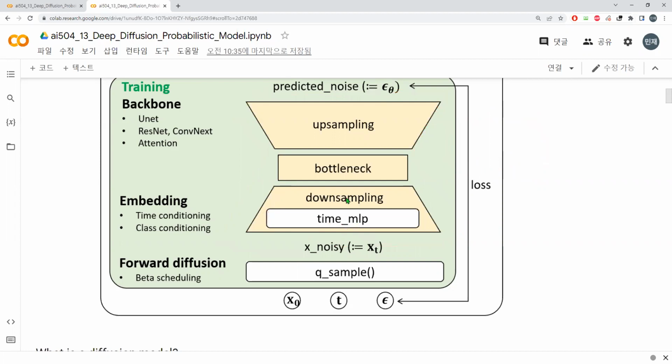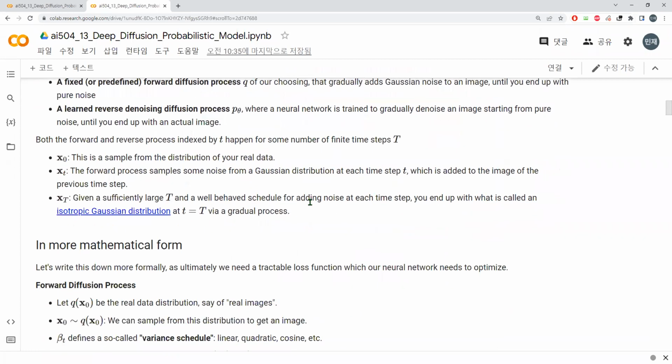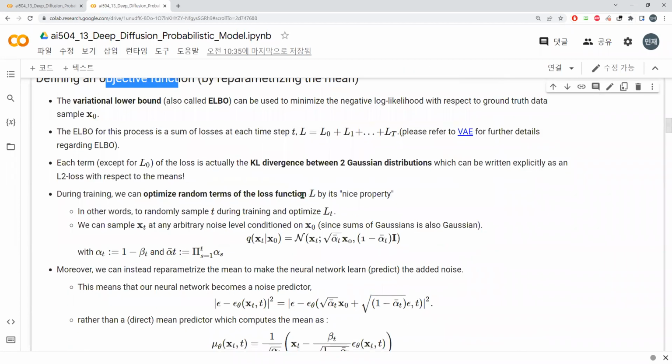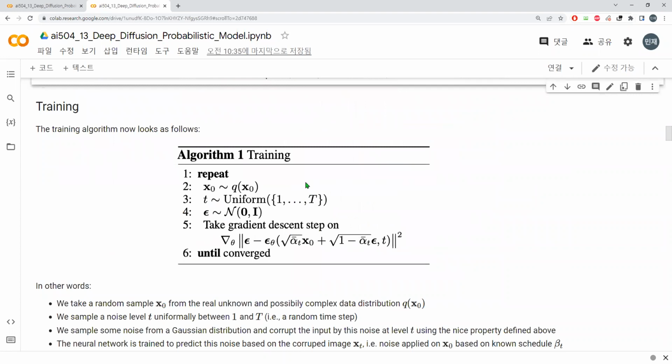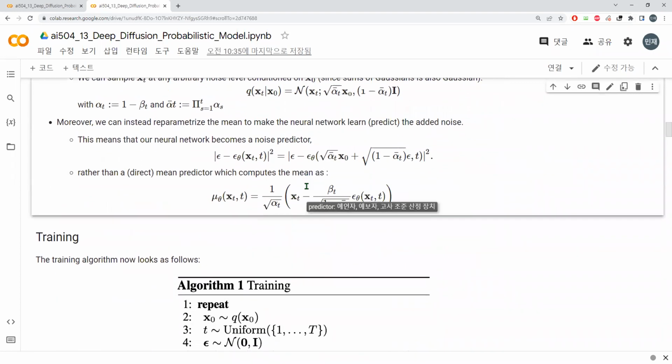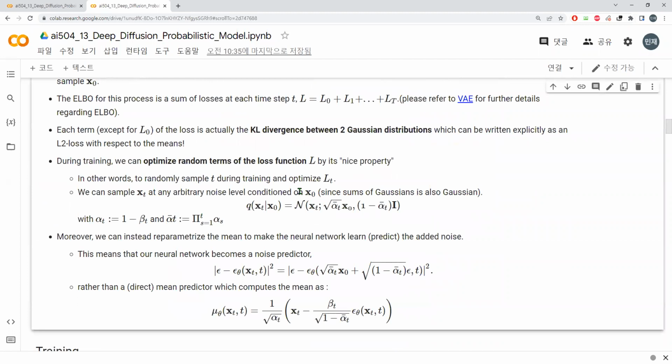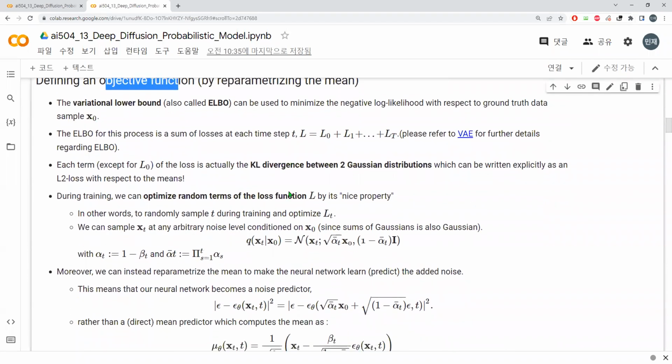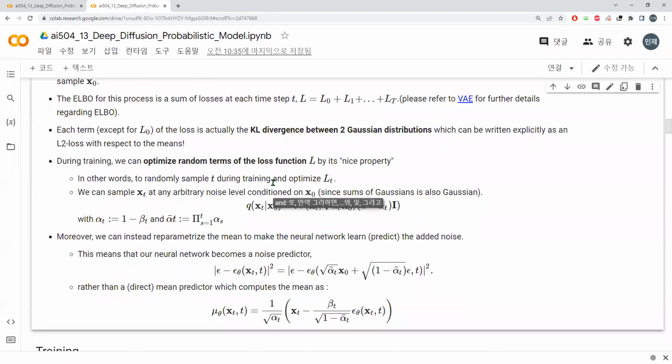Okay, let's move on. There's a lot of remaining stuff to cover. Okay. Okay, wait.